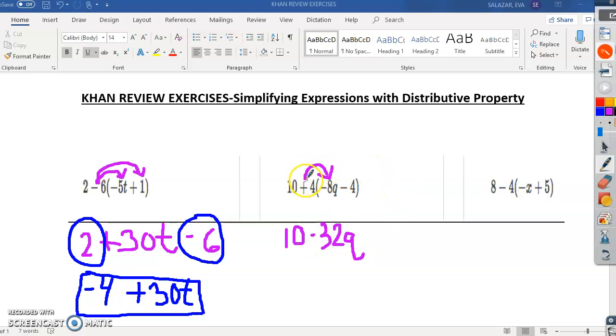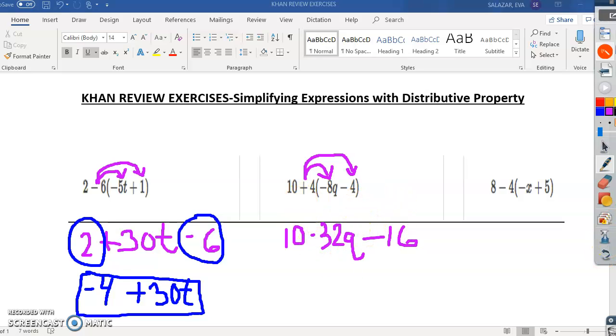And again, I'm going to distribute that 4. Positive 4 times a negative 4. Positive times a negative is a negative. So we're looking at negative 16 here.